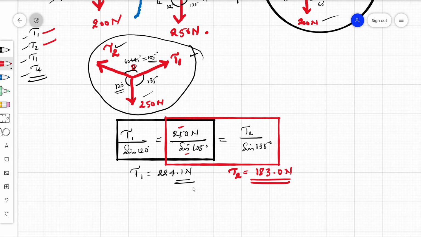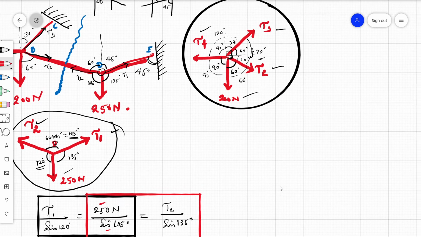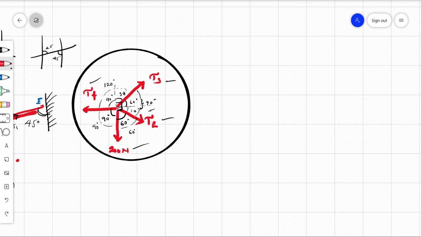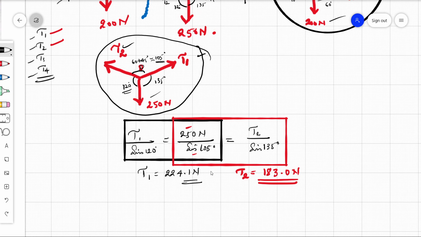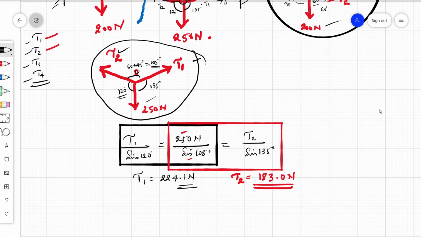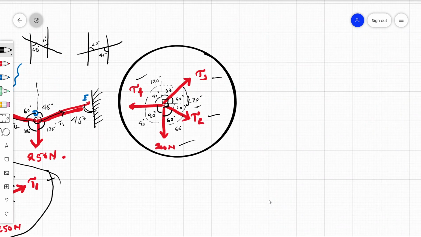Now the next thing is something that gives us a little bit of thinking. We need to have a little bit of logic. This is where we cannot apply Lami's theorem, but from the last diagram, we understand the value of T1 as well as T2. So we apply the same value over here. What was the value of T2 over there? The value of T2 was 183 Newton. Okay, remember 183 Newton.